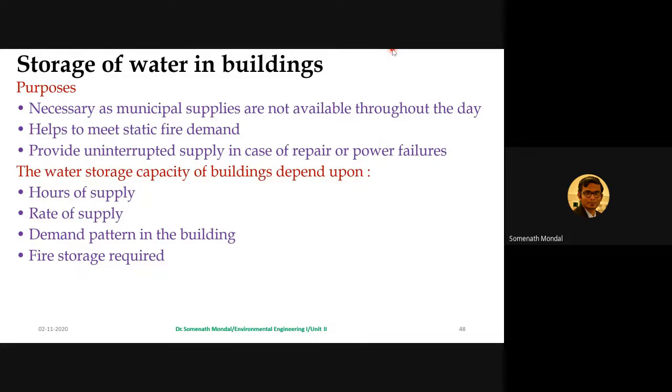And when the available head is insufficient to supply water, as in a multi-story building, it is good to have storage in the building itself, and we can still get uninterrupted water in our tank. Fine.